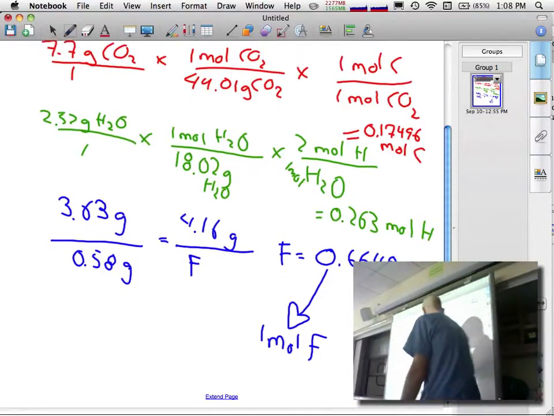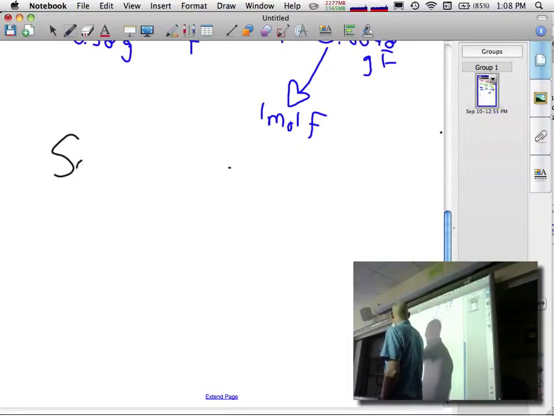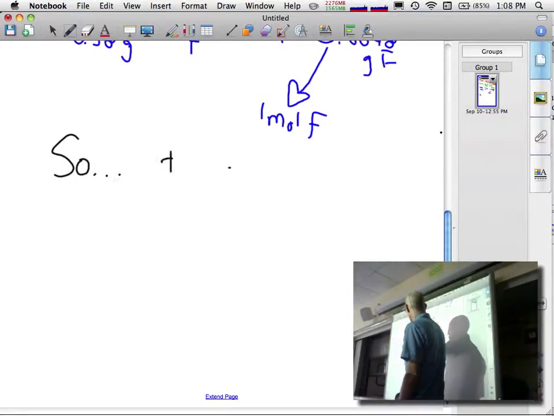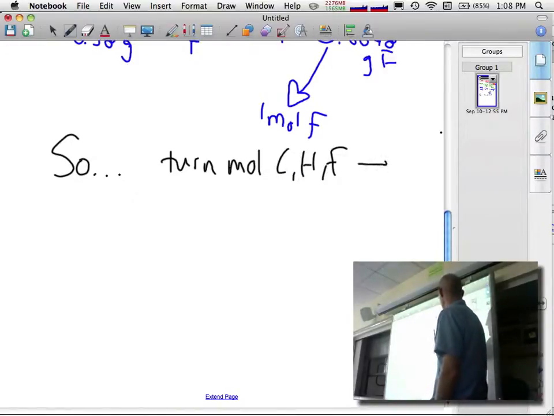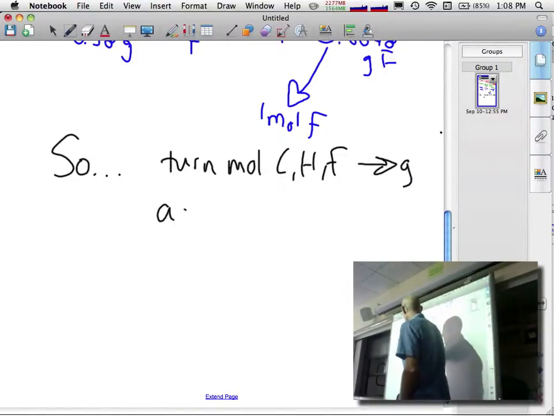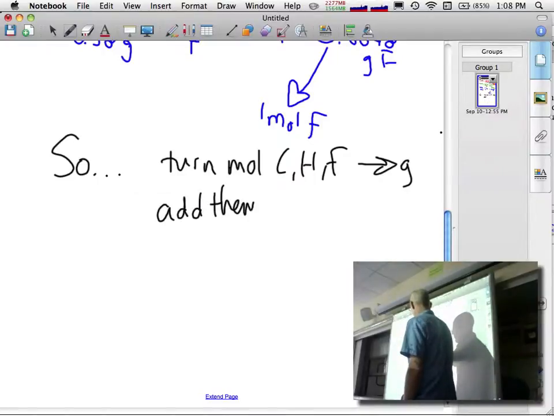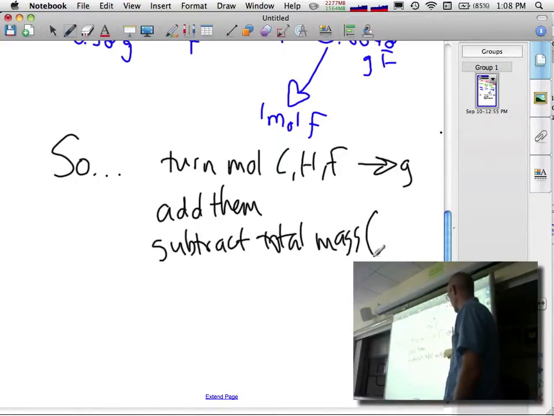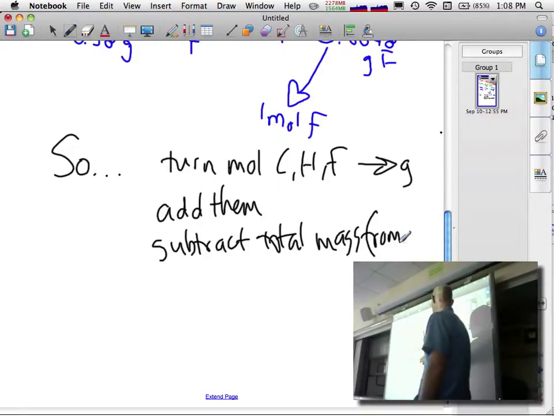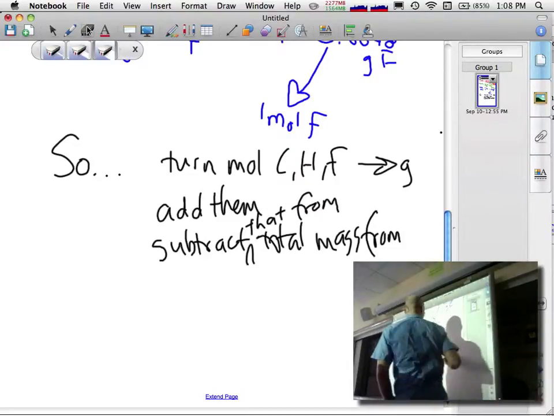So what we do is we turn moles of carbon, hydrogen, and fluorine into grams. Add them. Subtract the total mass from that. Wouldn't we subtract that from the total? Yeah, subtract the total mass. However you say that.